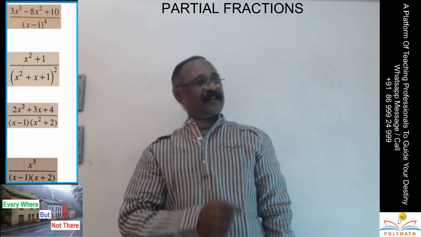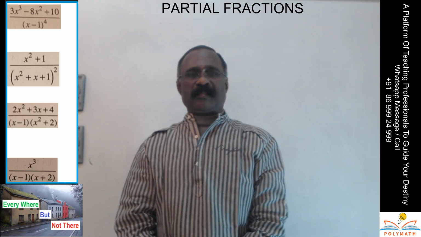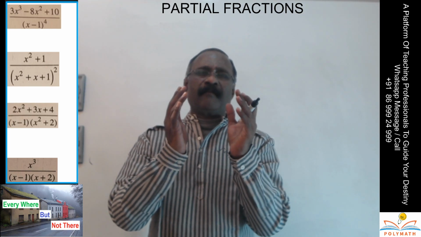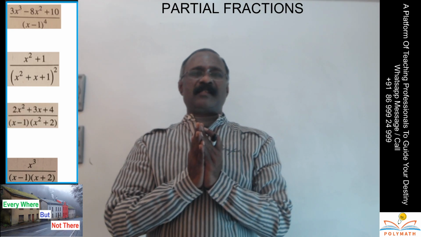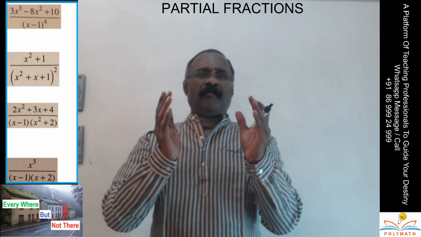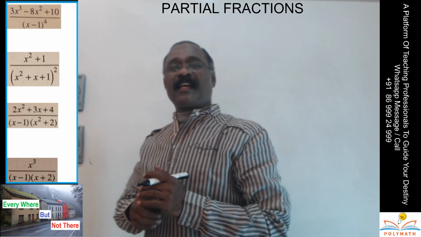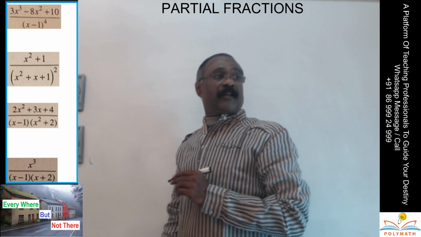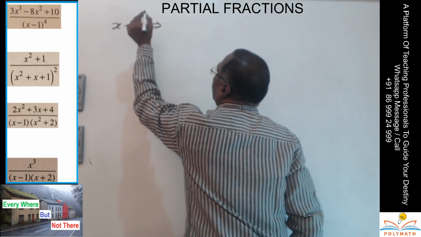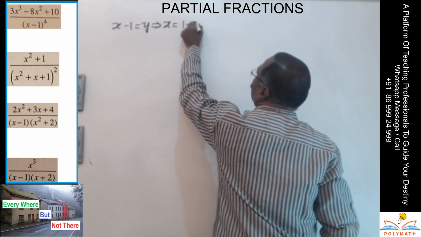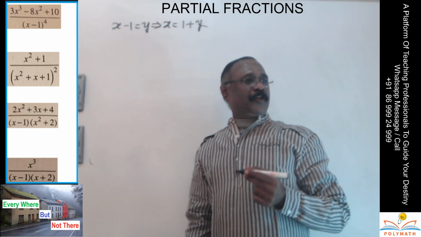Now, if you see the first problem, 3x cubed minus 8x squared plus 10 divided by (x minus 1) whole power 4. When the denominator contains a single factor with repetition, then simply take it as y. So, x minus 1 is equal to y, which implies x is equal to 1 plus y. See that please.